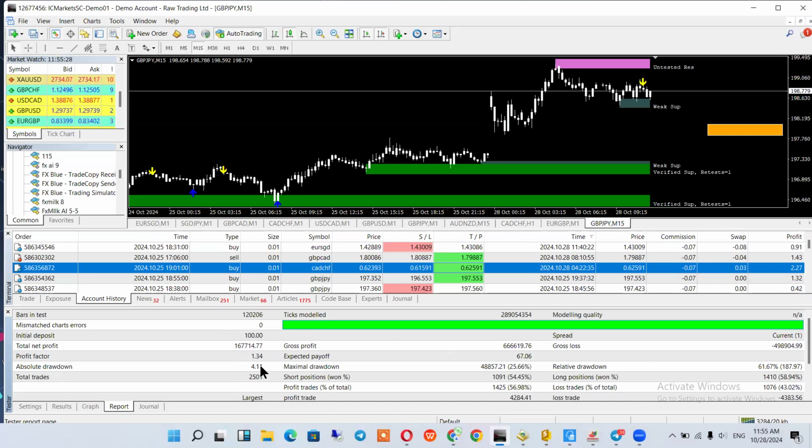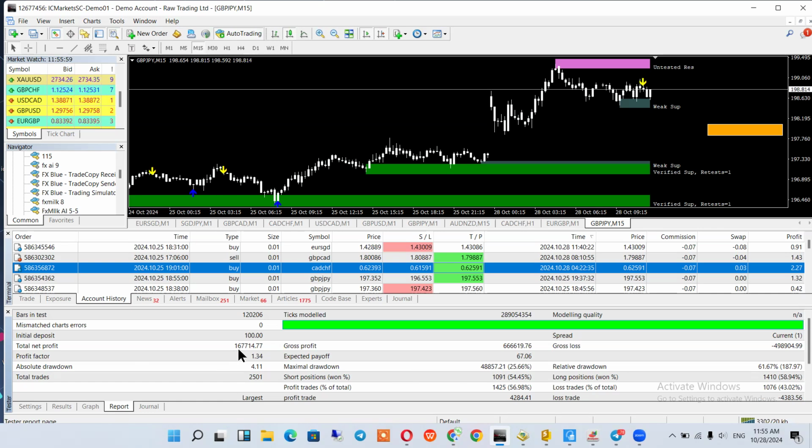So my absolute drawdown is the total amount of money from my actual capital of trading that was risked or that was at any point in time in drawdown. This system shows me that out of my $100 initial deposit, I had an absolute drawdown of $4.11. That is approximately 4% drawdown. So my system has less than 5% drawdown from capital. Now, you see this maximal drawdown and this relative drawdown. These are drawdowns from profits that have already been made.